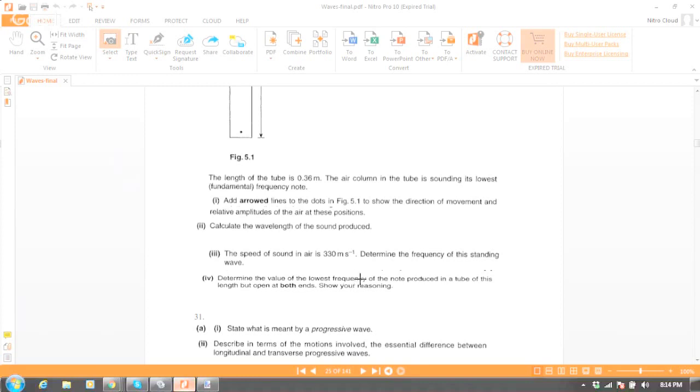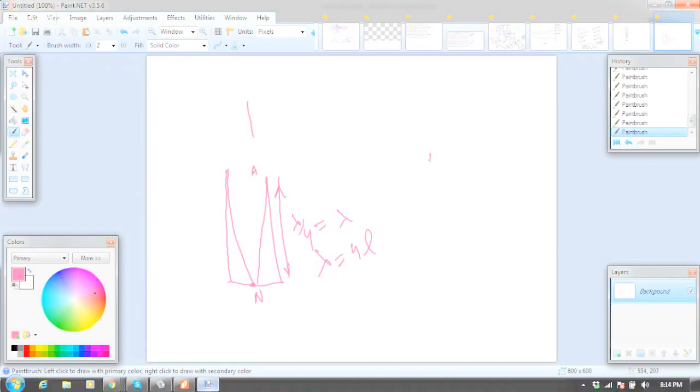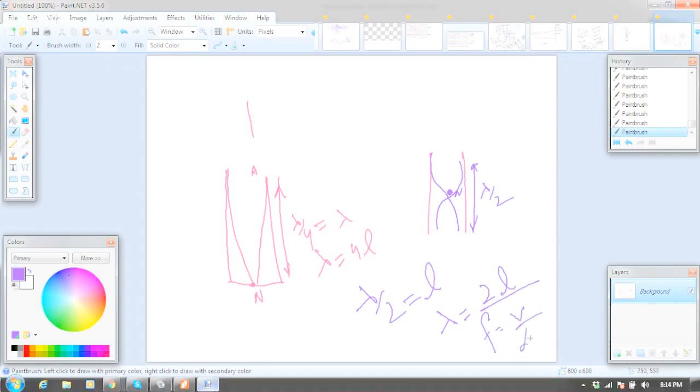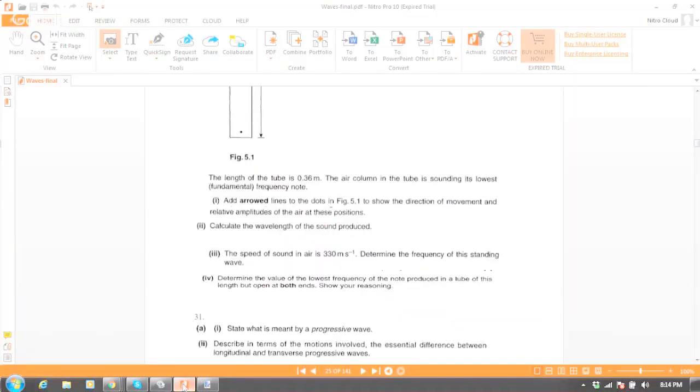Determine the value of the lowest frequency of the note produced in the tube of this length, but open at both ends. Okay, fine. इसी लेंथ की है लेकिन दोनों साइड पे ओपन है, और उसकी फ्रीक्वेंसी फाइंड करनी है. That means there is fundamental frequency. Node is here, and here is the first formation, something like this, and that total is lambda by 2, and in that case lambda by 2 is equal to length of the pipe. Length of the pipe वही रही, lambda different हो गया, that is double of the length, and hence frequency is v by 2L, और आपके पास वैल्यू है.